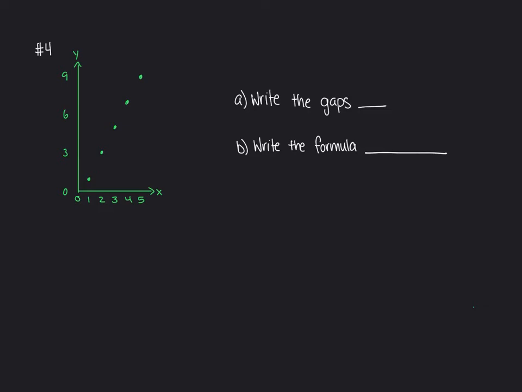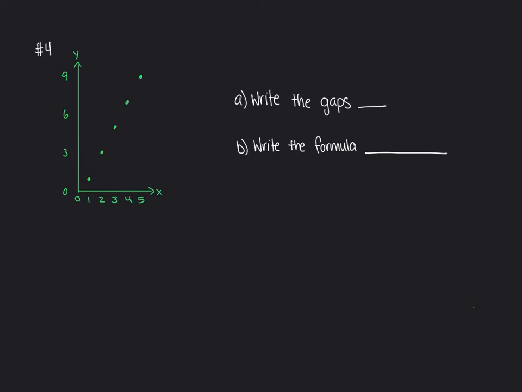To find the gaps, we simply need to look at what the spacing is between two sets of points. So from the first to the second term, it goes up 2, and then it goes up another 2, goes up another 2, goes up another 2.